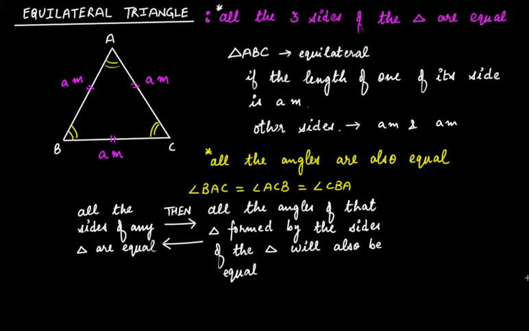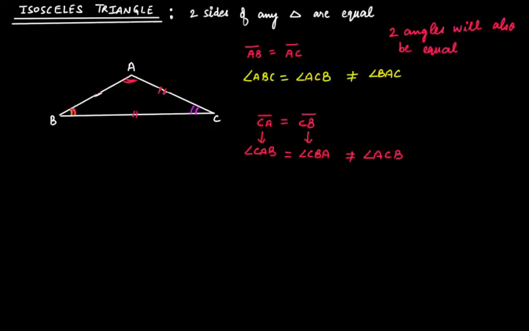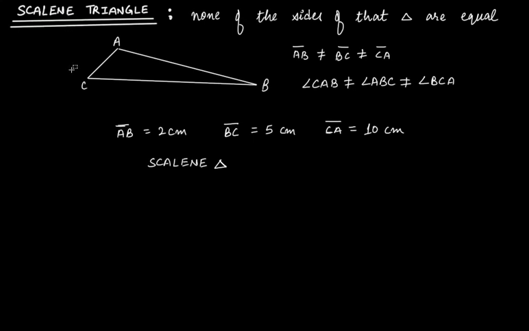So till now we have categorized our triangle into equilateral triangle, isosceles triangle, and scalene triangle. And these three categorizations, or the classification of triangles, were on the basis of how many sides of a given triangle are equal or not equal.